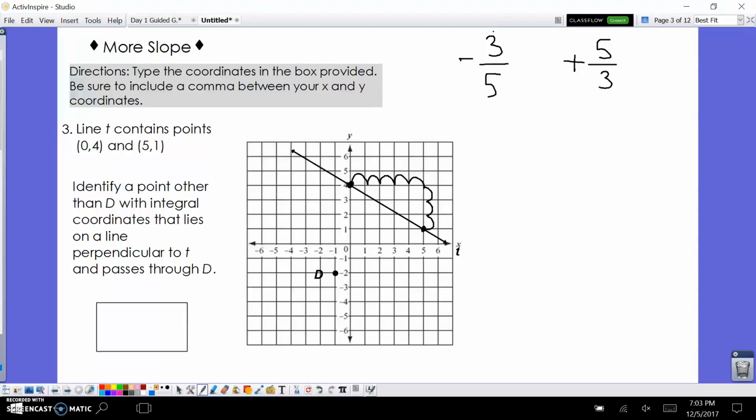So at point D, I'm going to go up 5. 1, 2, 3, 4, 5. And go over 3. 1, 2, 3. So, there's a point there. Also could have went down 5, 1, 2, 3, 4, 5, and left 3, 1, 2, 3. Alright. Either one of those points would have worked. So that is 2, 3. Or you could have used -4, 7.